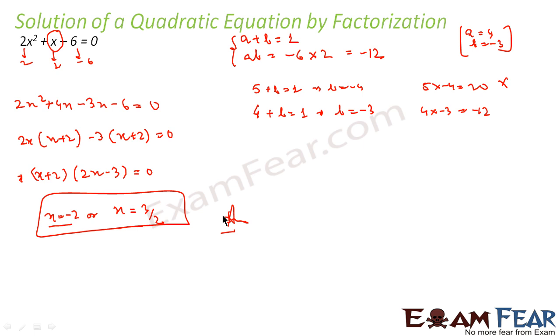What I have done here also, I have tried to write this in such a way that a plus b is equal to 1, because this is 1, b is 1, and a into b is equal to 2 into minus 6, that is minus 12. I found that a is equal to 4 and b is equal to minus 3 satisfies this condition, and thus I have written it in this form. So I have written x as 4x minus 3x, and I got (x plus 2) into (2x minus 3) is equal to 0. So x is equal to minus 2 or x is equal to 3 by 2.